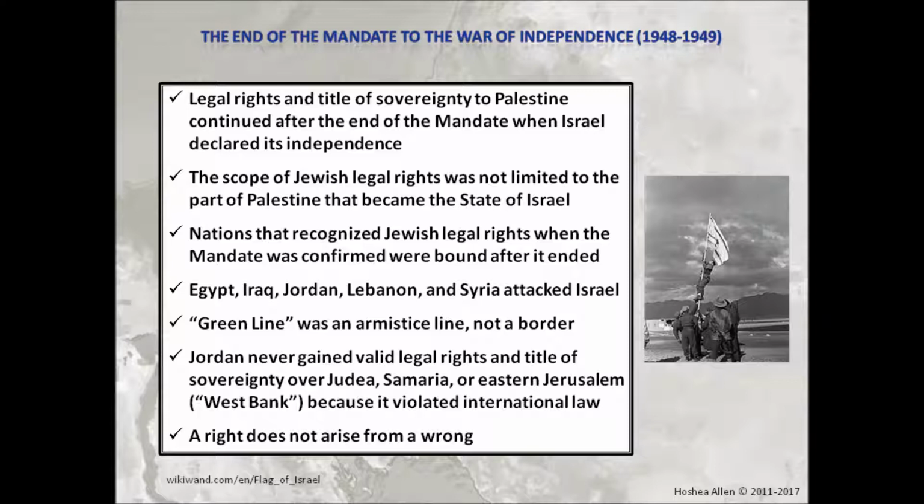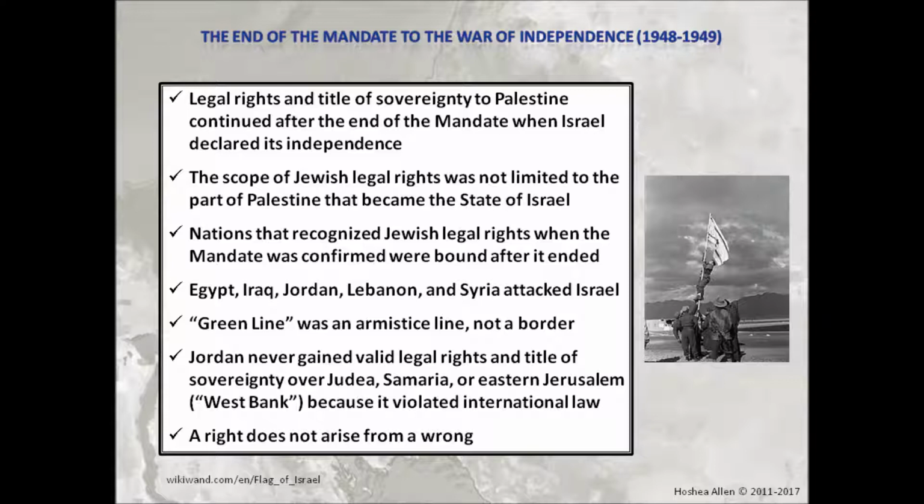The answer is nothing. That's right, nothing. The legal framework remained completely intact. The scope of Jewish legal rights was not limited to the part of Palestine that became the State of Israel. All that happened was that the State of Israel did not have control over portions of the Jewish national home that it was entitled to under international law.